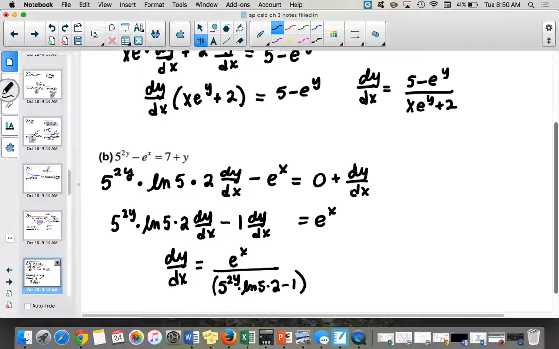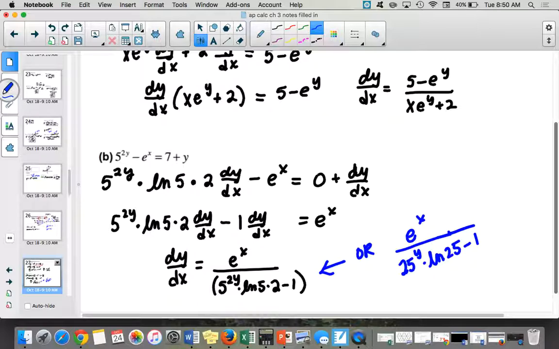All right, so anyway, we have this. And they're not always going to write it like that. So they might write the answer as e to the x over 25 to the y times natural log of 25 minus 1. Why are they able to do that? Multiply, what do you mean?